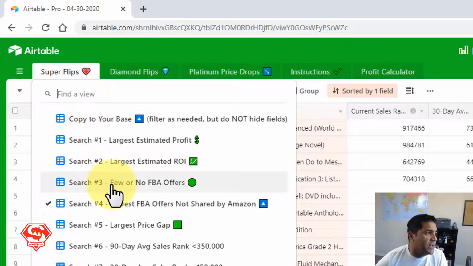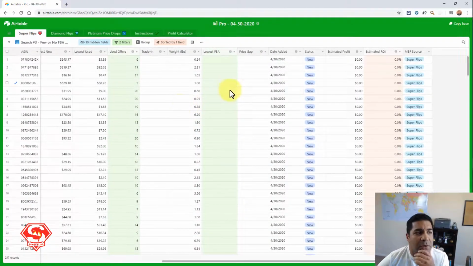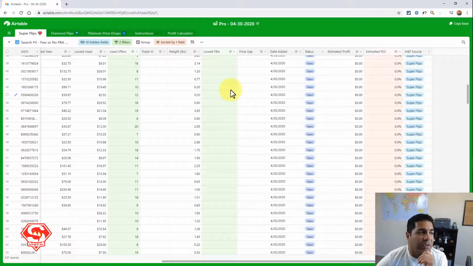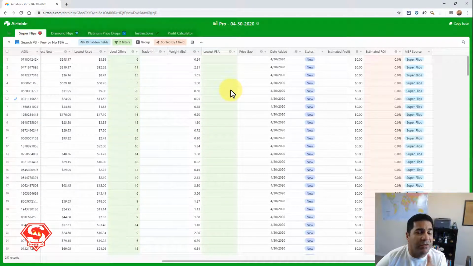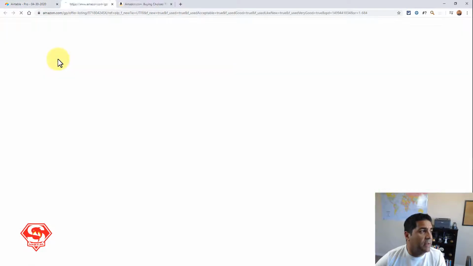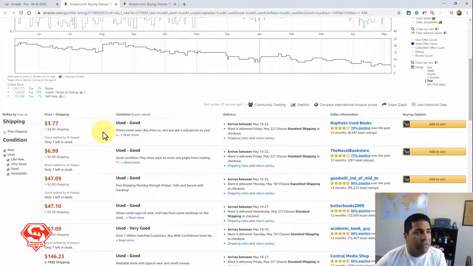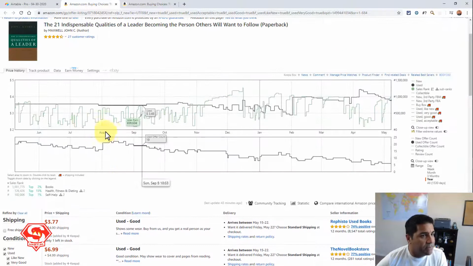Now let's go to option number 3. It's an interesting one. It's very similar to 4, but it's not showing us the lowest FBA prices, but the bonus is that there aren't many used offers. So therefore, there's a good probability that there are very few other sellers selling the book, FBA sellers. Let's take a look. This is prime. This is lowest. Okay, so we can buy this book at $377 plus $4 shipping.